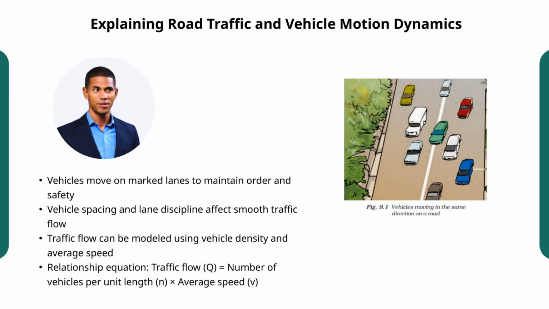The letter N is vehicle density, the number of vehicles per unit road length. The letter V is the average speed of vehicles. This helps us measure how busy or free the road is. Such understanding supports designing safer and faster roads.